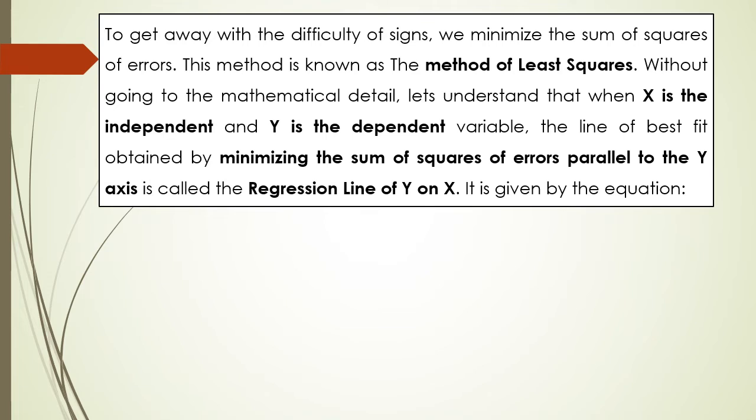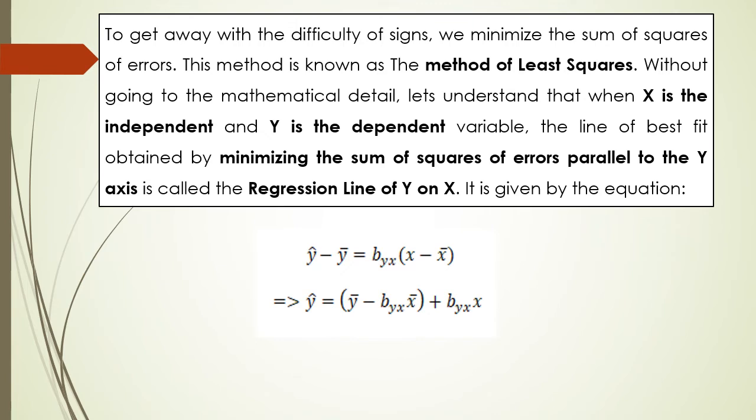Without going to the mathematical detail, let's understand that when x is the independent and y is the dependent variable, the line of best fit obtained by minimizing the sum of squares of errors parallel to the y-axis is called the regression line of y on x. It is given by the equation y hat minus y bar equal to byx into x minus x bar, or y hat equal to y bar minus byx into x bar plus byx into x.